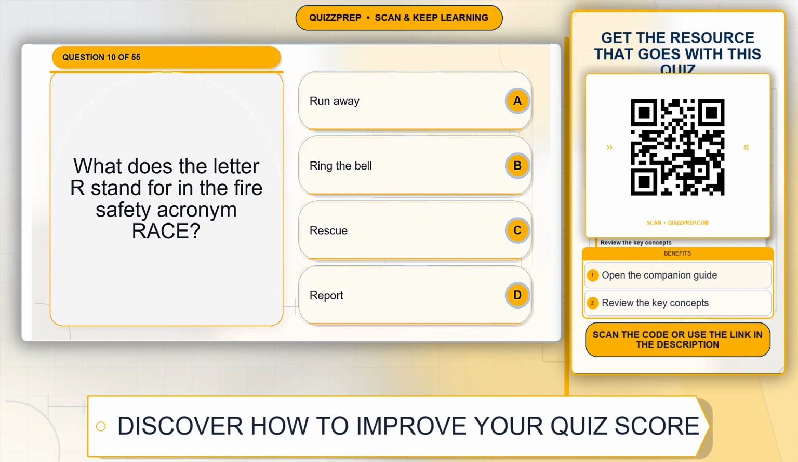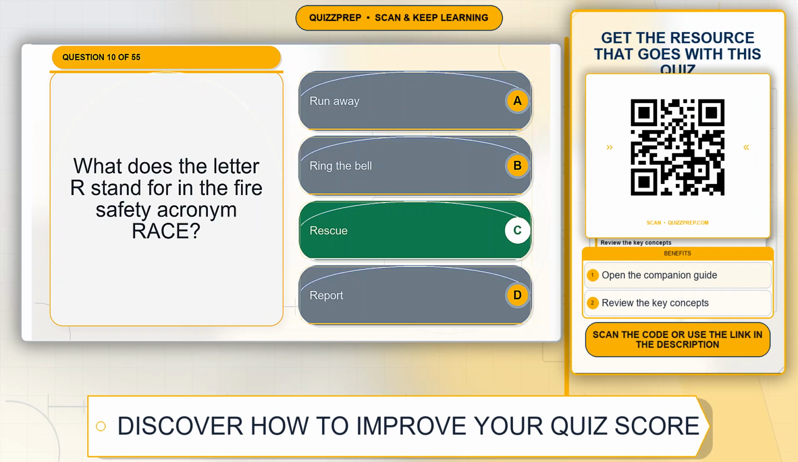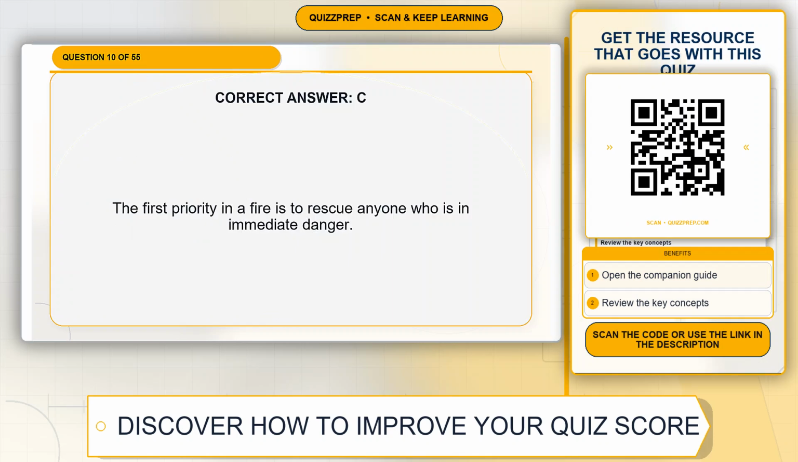Question 10. What does the letter R stand for in the fire safety acronym RACE? Option A, run away. Option B, ring the bell. Option C, rescue. Option D, report. The correct answer is option C, rescue. Explanation. The first priority in a fire is to rescue anyone who is in immediate danger.